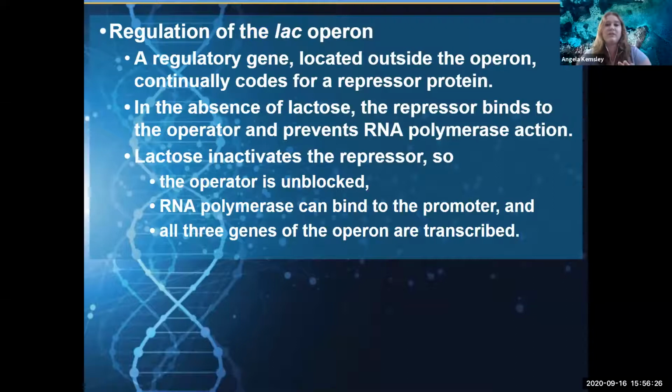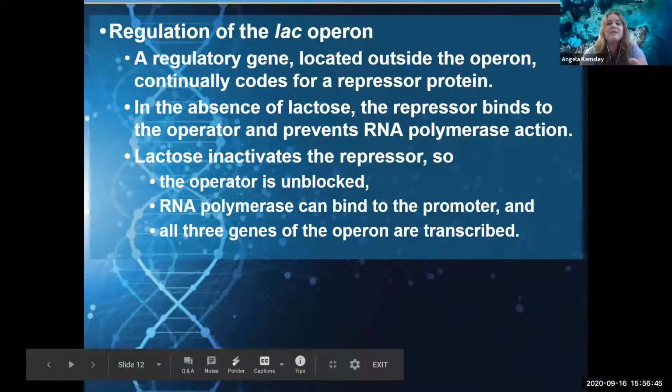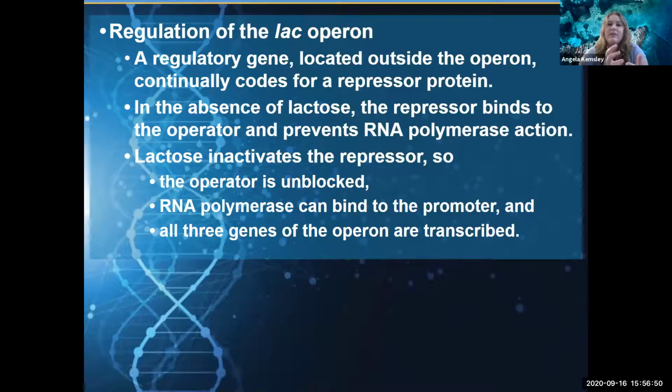So regulation of the LAC operon includes a regulatory gene, which is actually located outside of the operon, which continually codes for a repressor protein. We're going to talk about the repressor protein in just a minute. Now, in the absence of lactose, the repressor binds to the operator to prevent RNA polymerase action. So again, RNA polymerase would bind and produce those 3 enzymes. But if lactose is absent, the repressor actually binds instead and prevents RNA polymerase from binding.